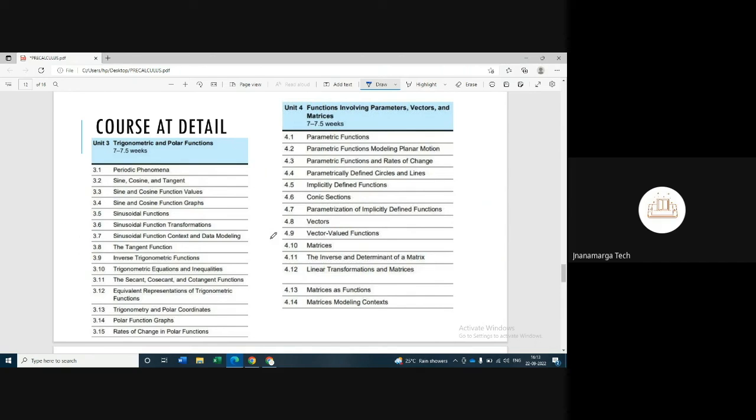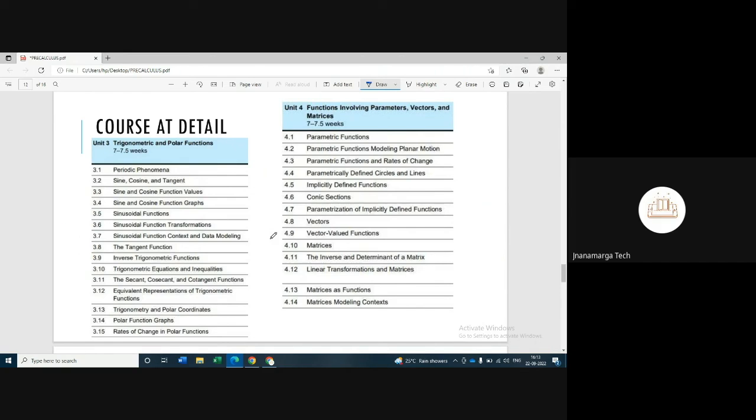Similarly, we will be learning about the inverse of trigonometric functions, since we have already learned about the normal trigonometric functions. And then we go into polar functions, and the range of change in polar functions. And similarly, the final unit that we have is functions involving parameters, vectors, and matrices.